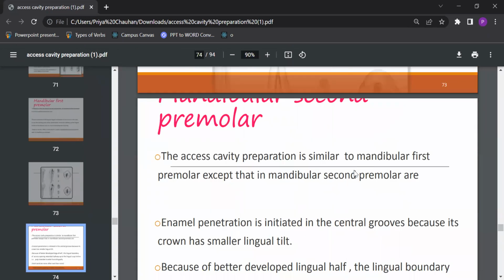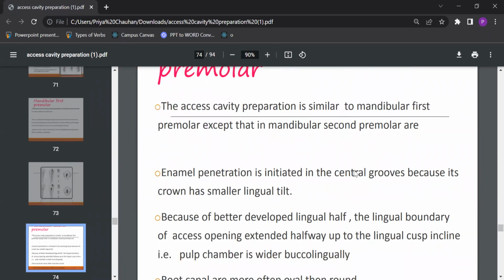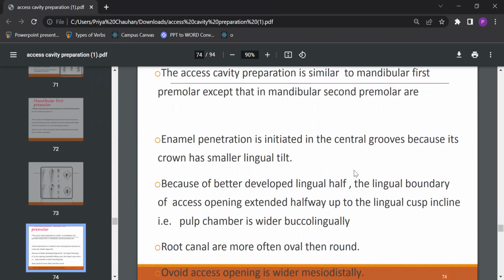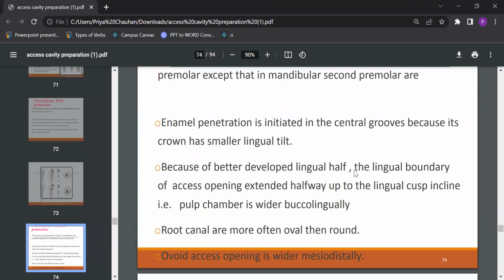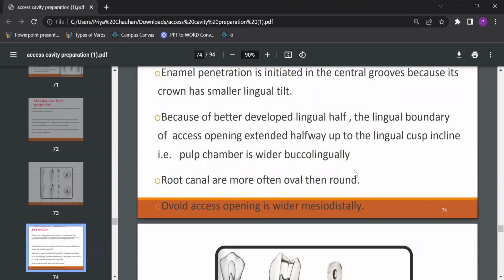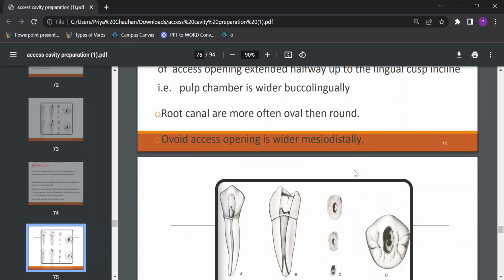the second premolar. The access cavity is similar to the mandibular first premolar, except that in the mandibular second premolar the enamel penetration is initiated in the center because its crown has a smaller lingual tilt. Smaller lingual tilt is there, so there is a better view of the lingual half. The lingual boundaries of the access cavity extend halfway up the lingual cusp incline. The pulp chamber is wider, but the root canals are more often round than oval. The access opening is wider mesiodistally, this one. Okay.